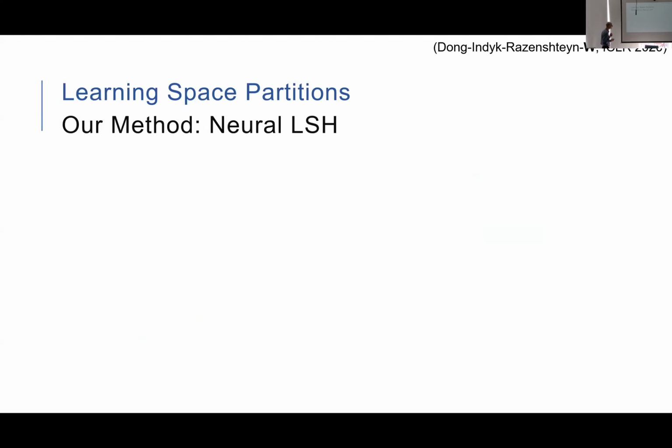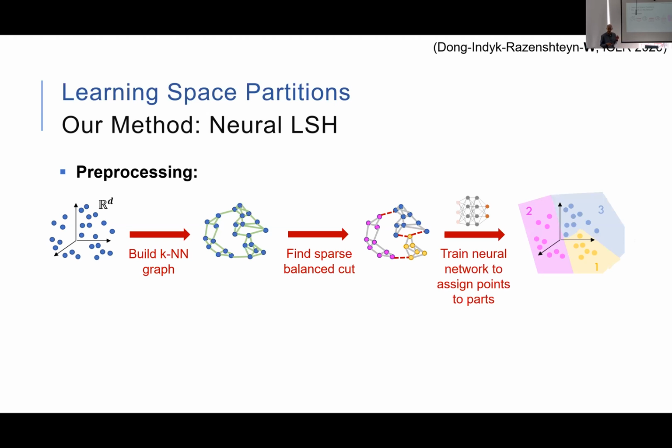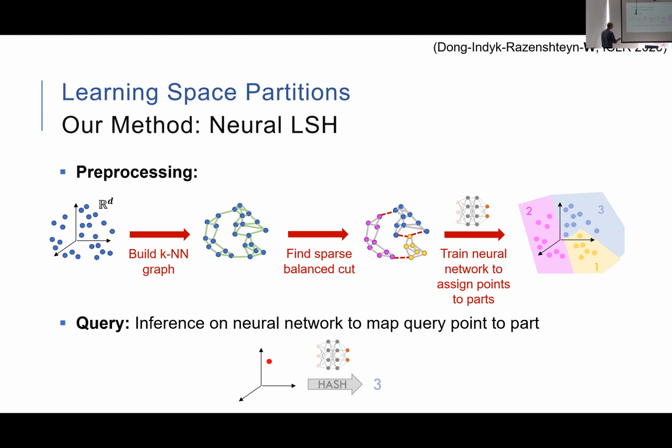So the method works as follows. We start with the data set, we build the k nearest neighbor graph, and we partition it using usual graph partitioning algorithms. And then the crucial step is to train a network to predict the assignment of each point to the part of the partition that contains it. And this trained network now is my LSH function. This implicitly extends the partition from only the graph to all of R^d. So if I have a new query point, I can run it through the network.